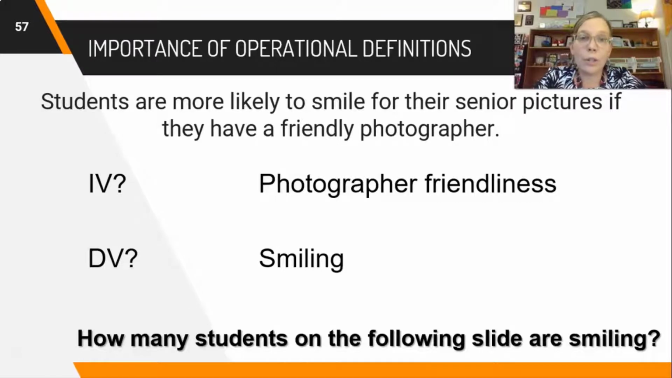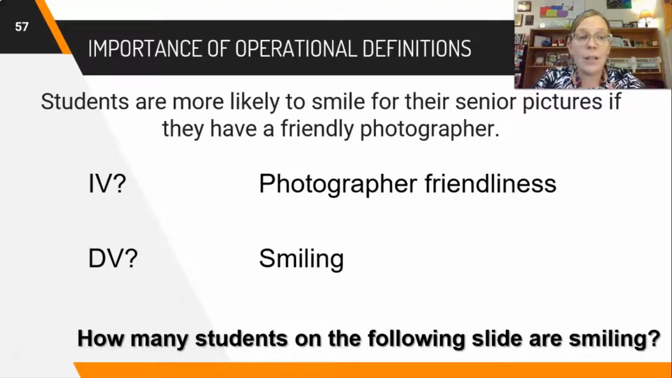So one of the terms I mentioned before is operational definitions. And right now I want to emphasize what those are and why they're important. So let's do another practice experiment. Let's say we want to study how many students are likely to smile for their senior photos. So we might come up with a hypothesis that says students are more likely to smile for their senior photos if they have a friendly photographer.